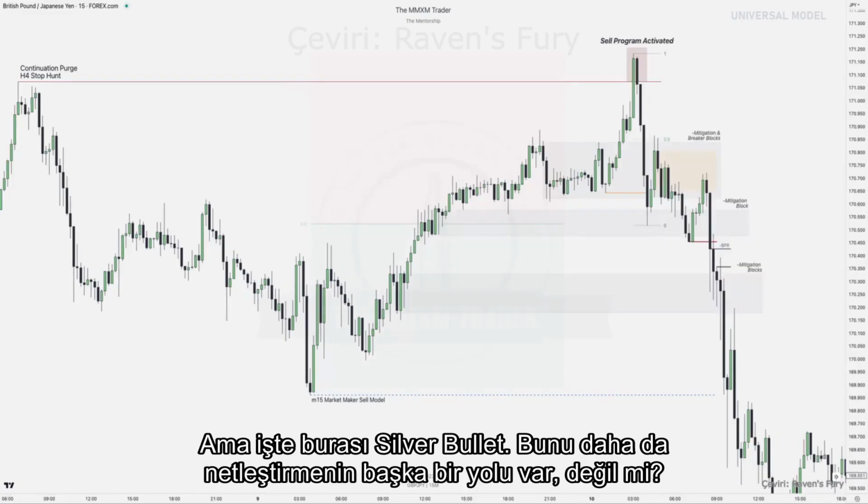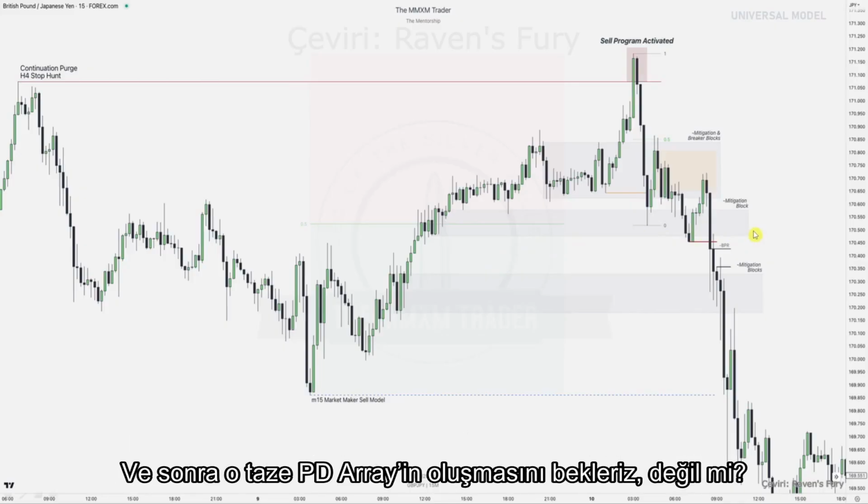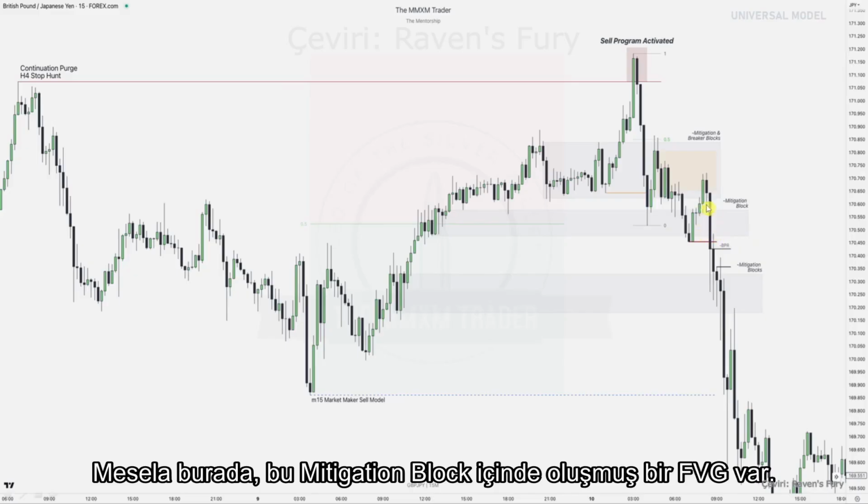Another way to make it even more clear, right? We can outline our mitigation blocks from the buy side of the curve, extend them out in time to the sell side of the curve, and then we wait for those fresh PD arrays to get formed, right? So we have, for instance, over here a fair value gap formed inside this mitigation block.